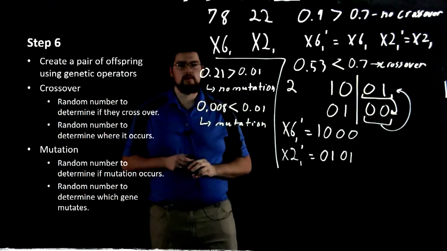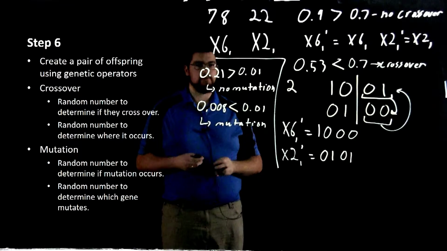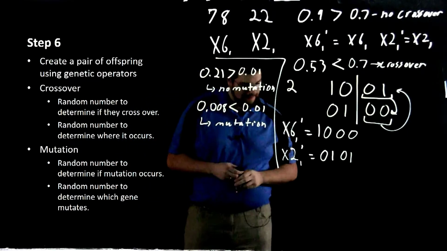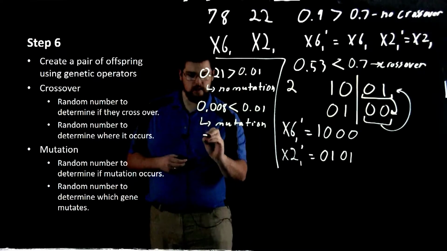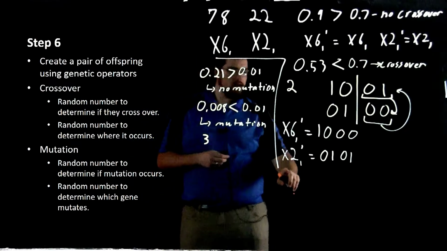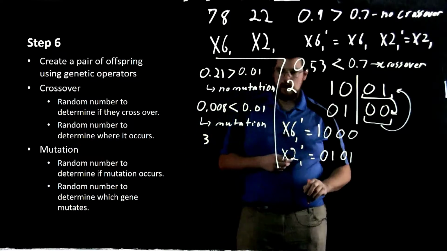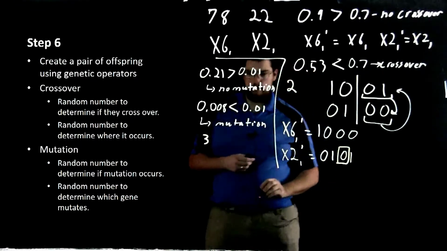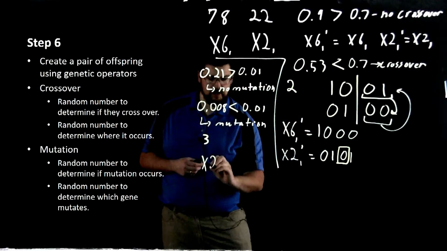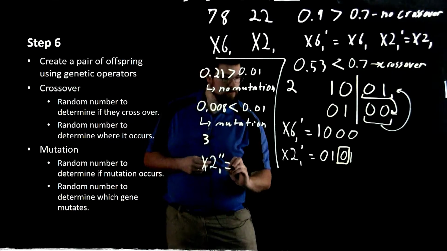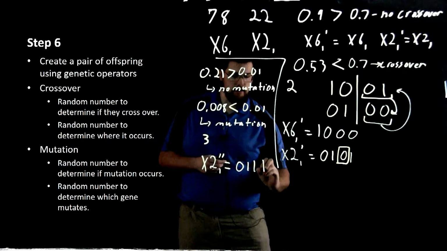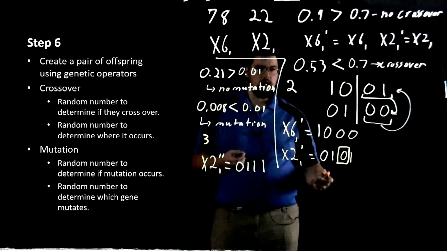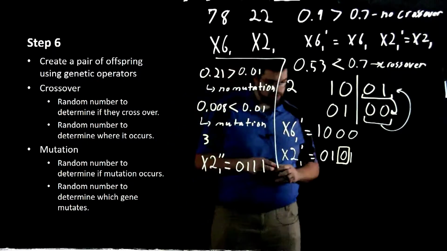So we need to select a random number now to determine which gene mutates. We have 4 genes, so we select a random number between 1 and 4. Say, for example, we've selected 3. So we come down here to our x2 sub 1 prime, and we go to the third gene, and it switches from 1 to 0. So the mutation now makes us create x2 sub 1 double prime, which is now equal to 0, 1, 1, 1, because this third gene has mutated. Again, if we had selected 1, then this 0 would become a 1, and same thing for 2 and 4.